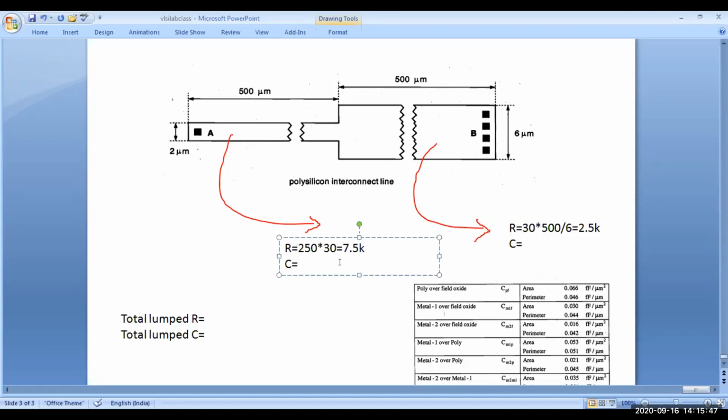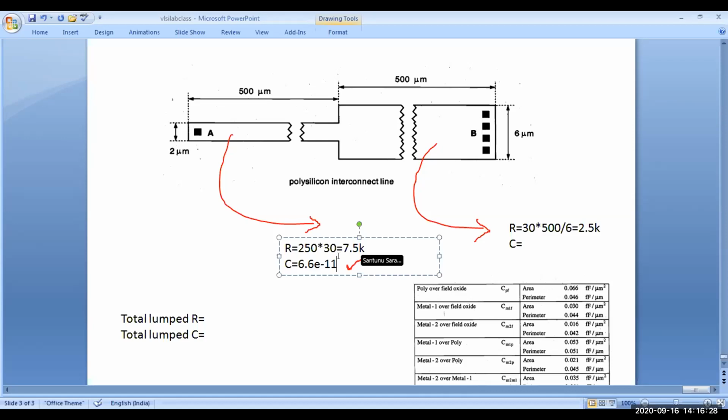Calculate the capacitance. Let them calculate first. What will be the capacitance for this section? 6.66 into 10 to the minus 11. For the first one, yes, it is correct. 6.6 into 10 to the power minus 11. Now for this, both fringing and parallel.